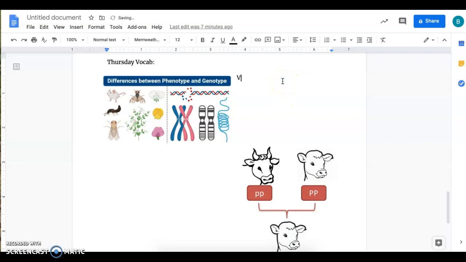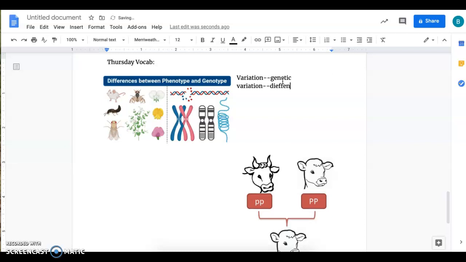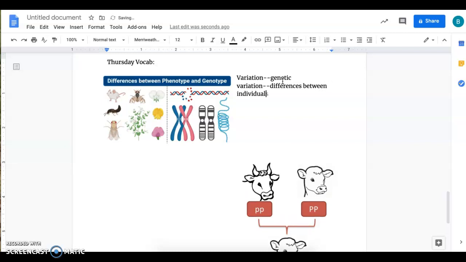The first one we're going to talk about is variation. And you probably heard of variation or variety before. So variation, specifically genetic variation, is what we're going to be talking about, is the differences between individuals within a species.